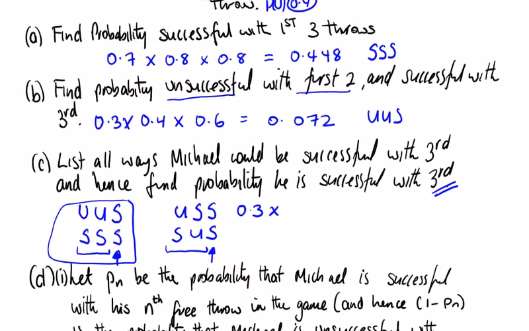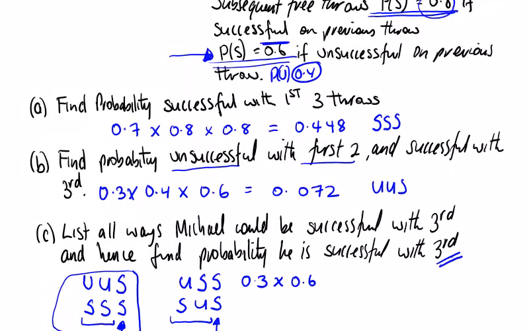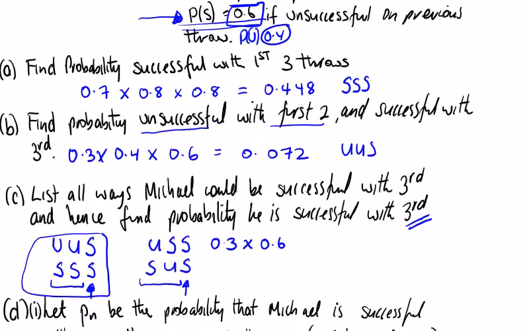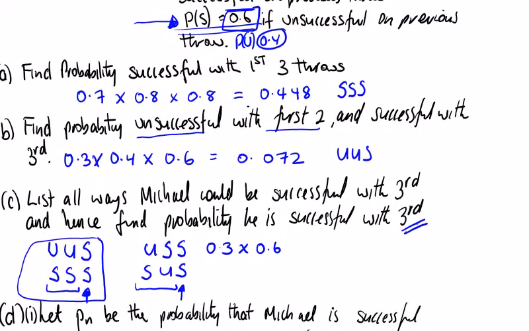And then he's unsuccessful, and then he's going to be successful. So 0.6, let me just double check that. No, it's 0.6 if he was unsuccessful. And then if he was successful on the previous, it's 0.8. So this is my 0.8. 0.3 by 0.6 by 0.8 is 0.144.